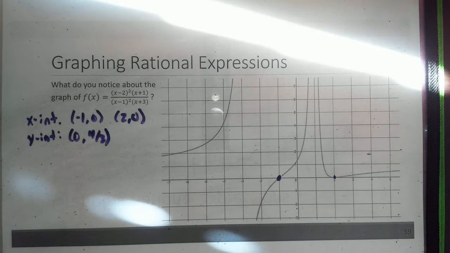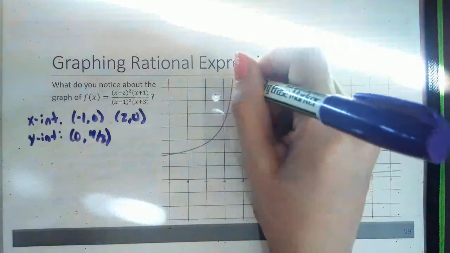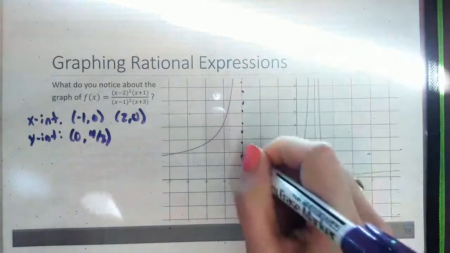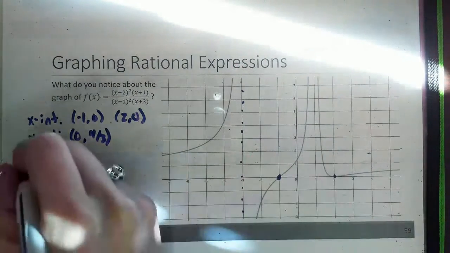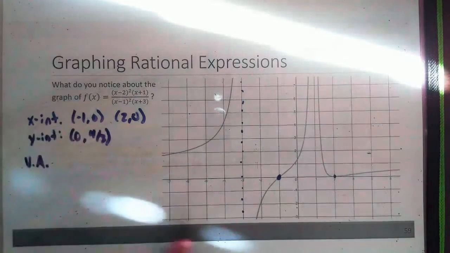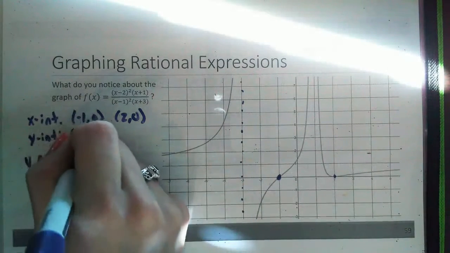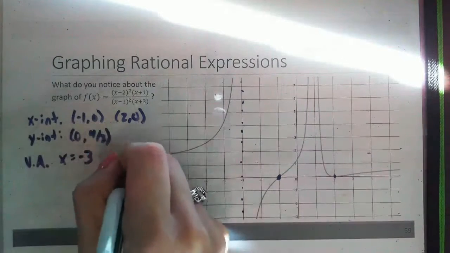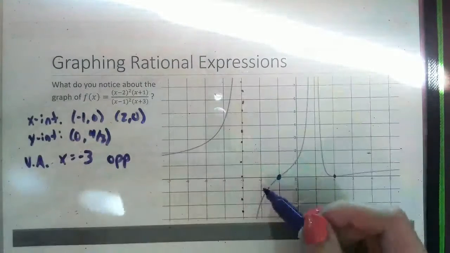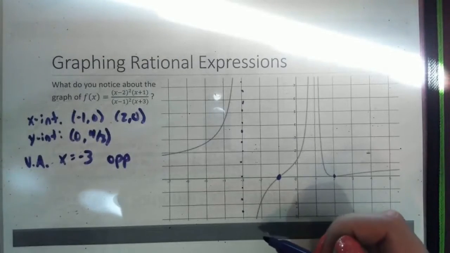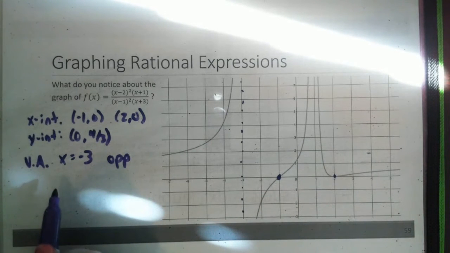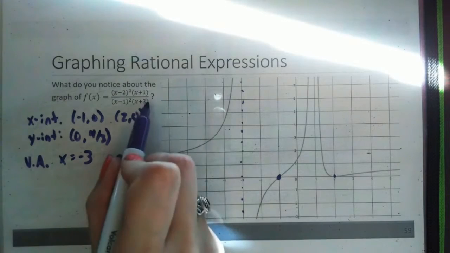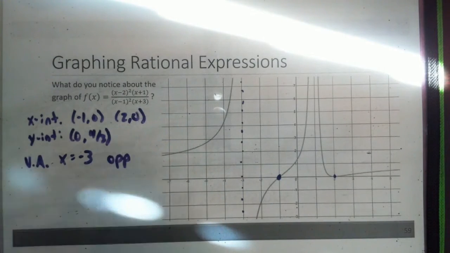Let's take a look at vertical asymptotes. It looks like we're going towards positive infinity as we get close to this line on one side, but negative infinity on the other side. So our vertical asymptote at x equals -3, the infinities are opposite. One's positive infinity and one's negative infinity. That should happen if the factor that creates this vertical asymptote has an odd degree. And sure enough, it's just x plus 3.